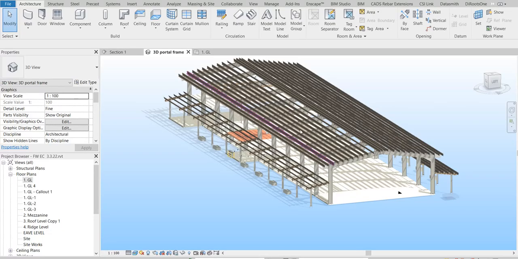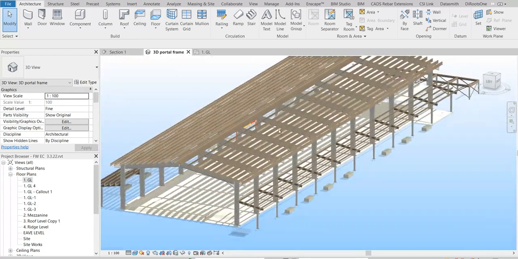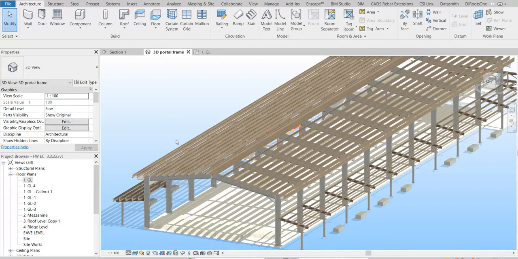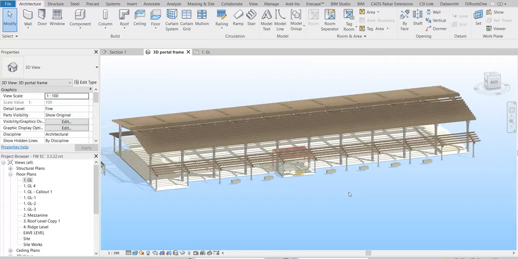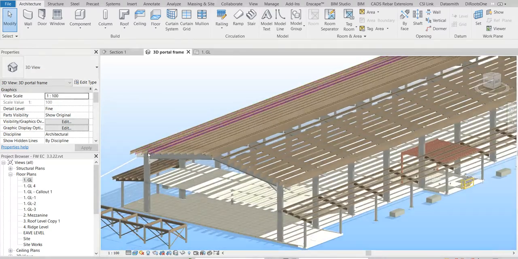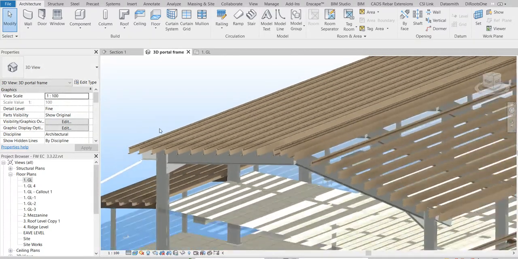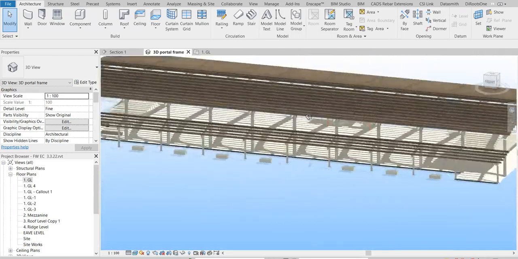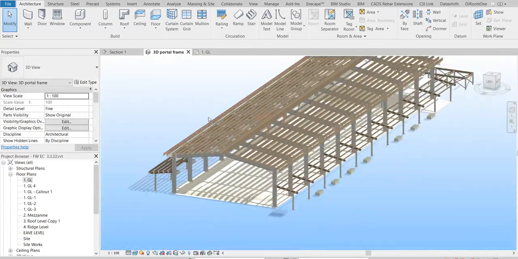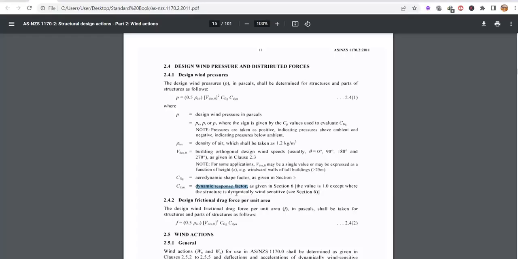So go back to our structure. This is a portal frame, and the structure does not fall under the wind sensitive type of structure. That applies only when we are building a guyed mast tower or a crane, that is, very slender elements that rise high and are very sensitive to the dynamic response of the wind. So in this case, we are going to take a value of 1 here.